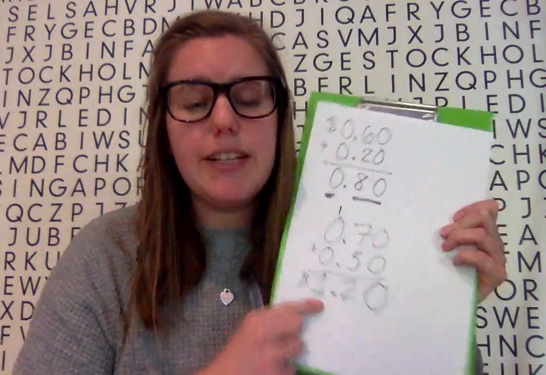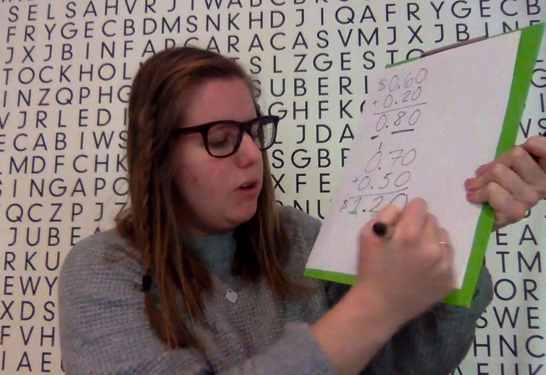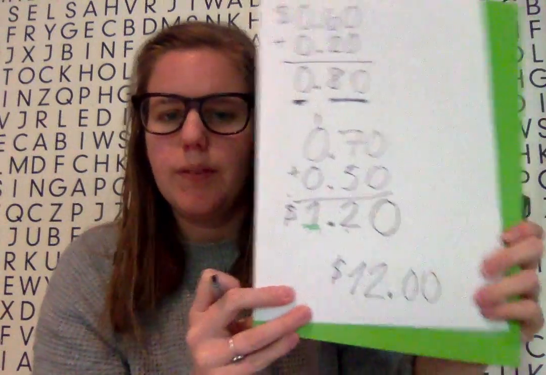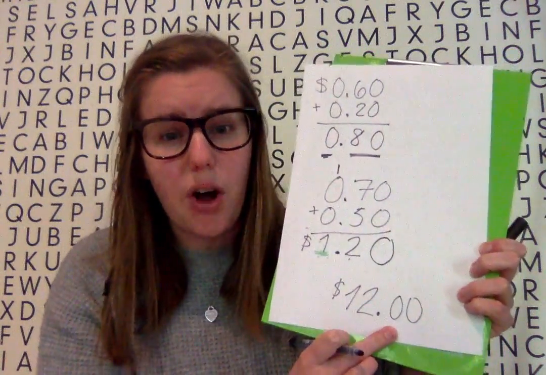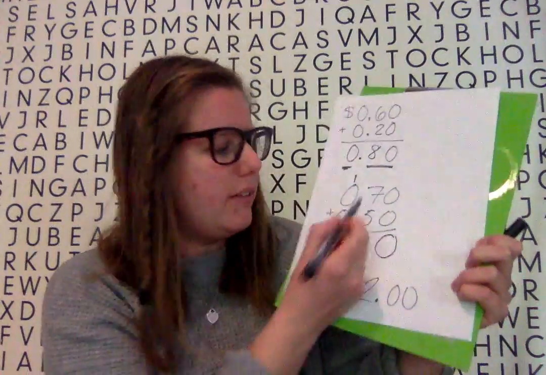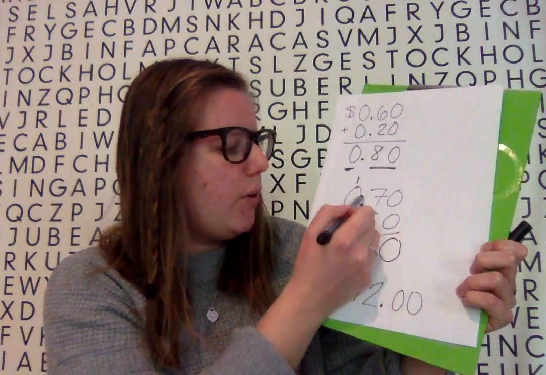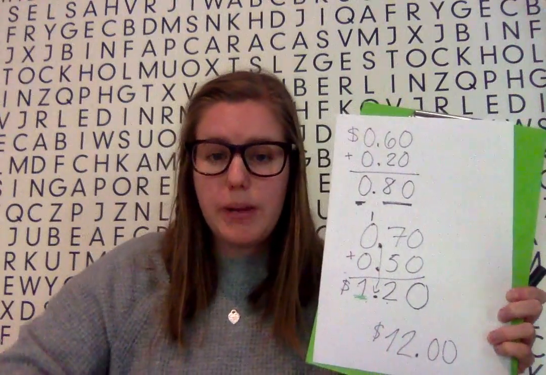This decimal place is very important because if we move it and don't carry it straight down, we could have this. What does this mean? This means $12, and that's very different from $1.20. So we need to make sure we carry the decimal place straight down, and we know how many wholes we're having and how many parts we're having.